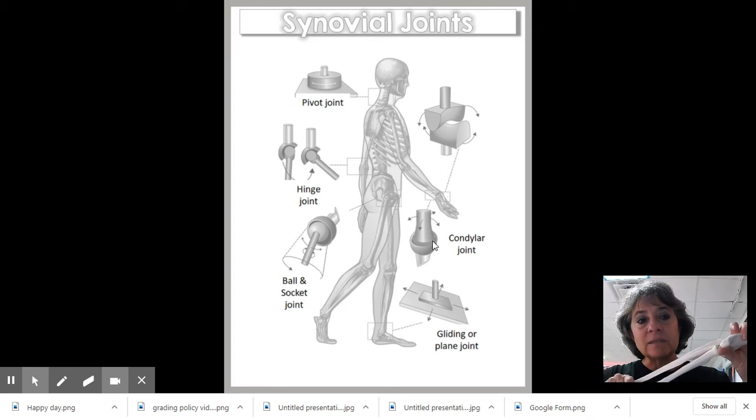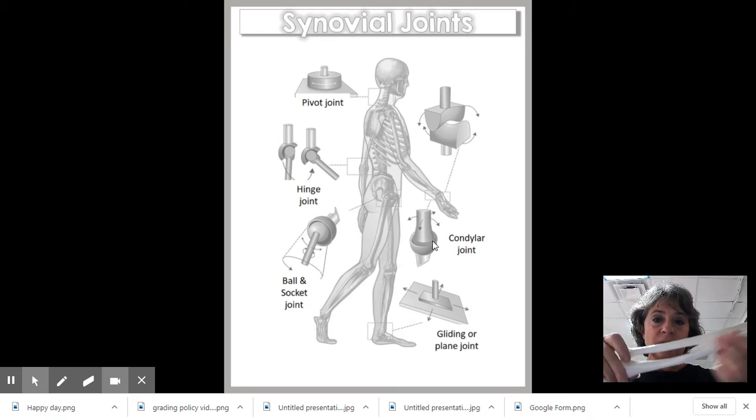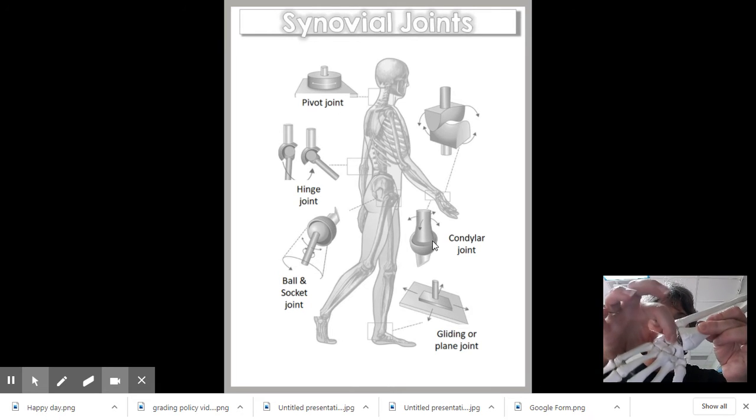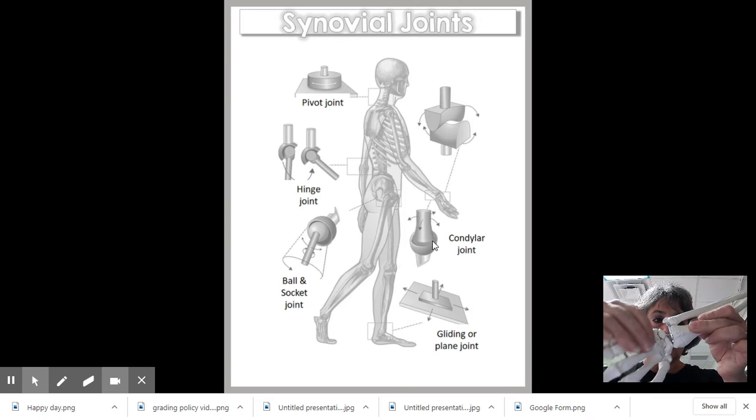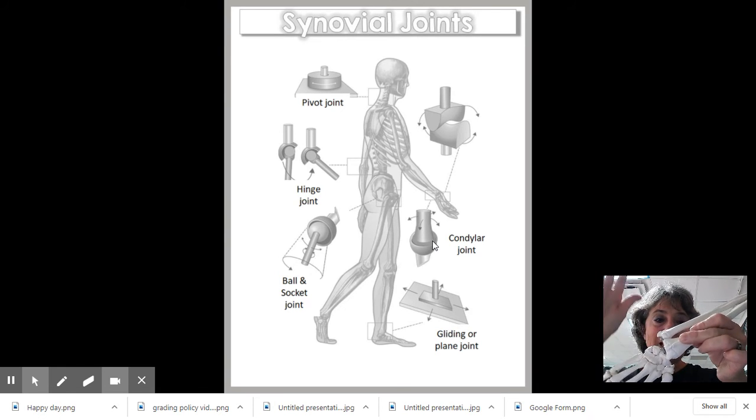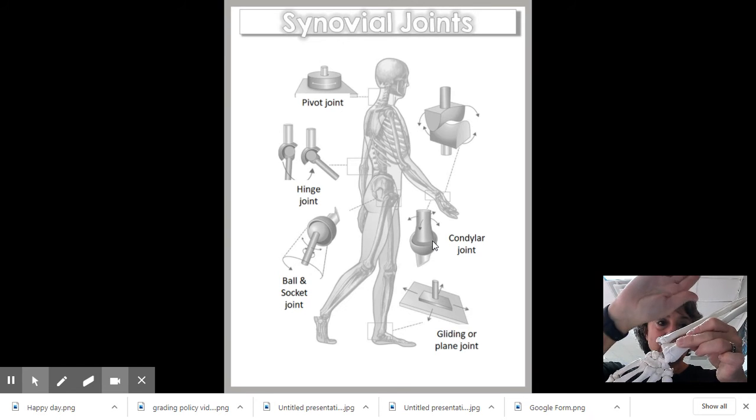It's called that because the very end of it has this round knob. Okay, so this is the radius. So between your radius and your carpal bone here, these are the bones of your wrist, the carpals. That's the condylar joint. This is the kind of movement that allows you to wave your hand like this and move it up and down.